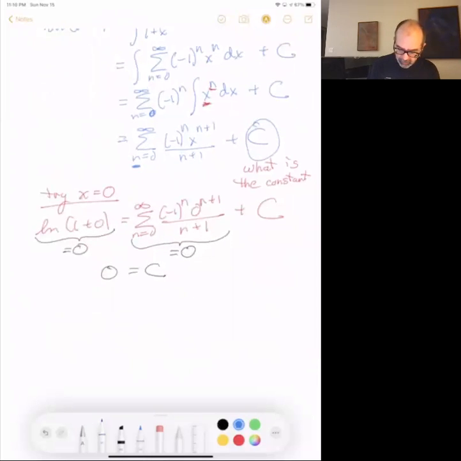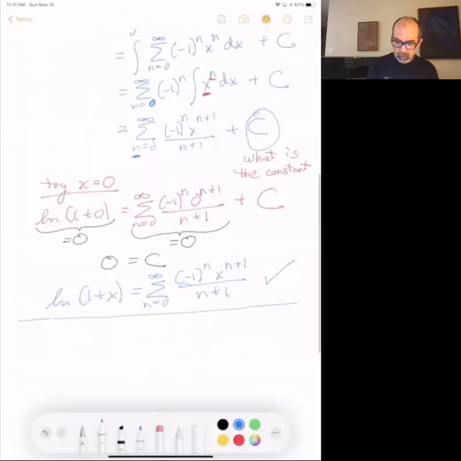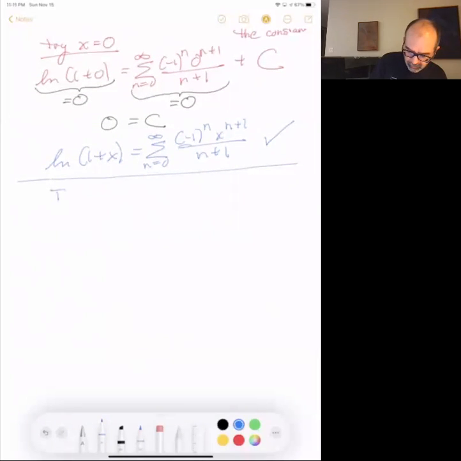So what we are going to get is the natural log of 1 plus x is going to be equal to the sum from n equals 0 to infinity of negative 1 to the n, x to the n plus 1 over n plus 1. And remember, c is 0, so this is the answer. There's one more thing that I need to talk about, and that is I want to say what the interval of convergence is going to be, which I have not given an example of in a video. At least not yet.